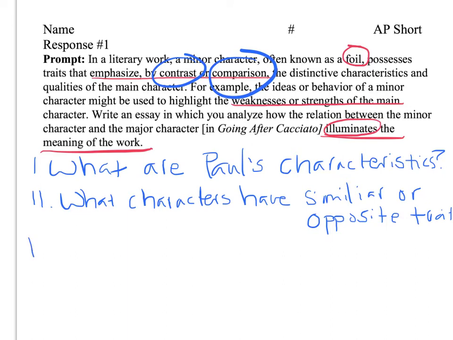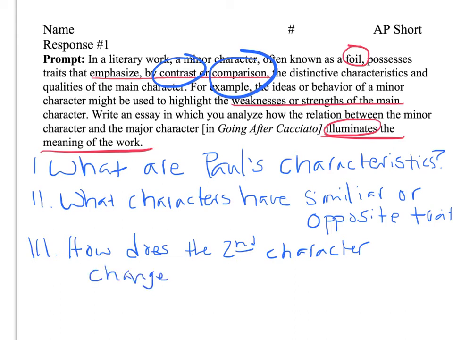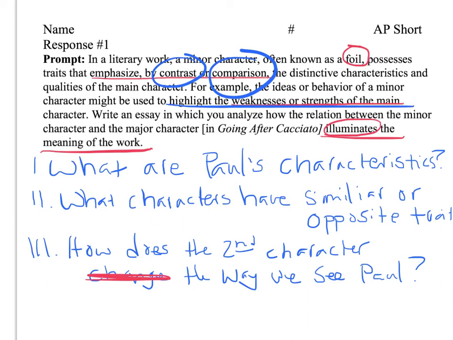And then the final thing that you need to be able to answer is how does the second character change the way we see Paul? So what is it about the second character that affects the way we see Paul? We see up here where it says highlight the weaknesses or strengths. So change, maybe change isn't the best word there. We could say influence the way we see Paul.